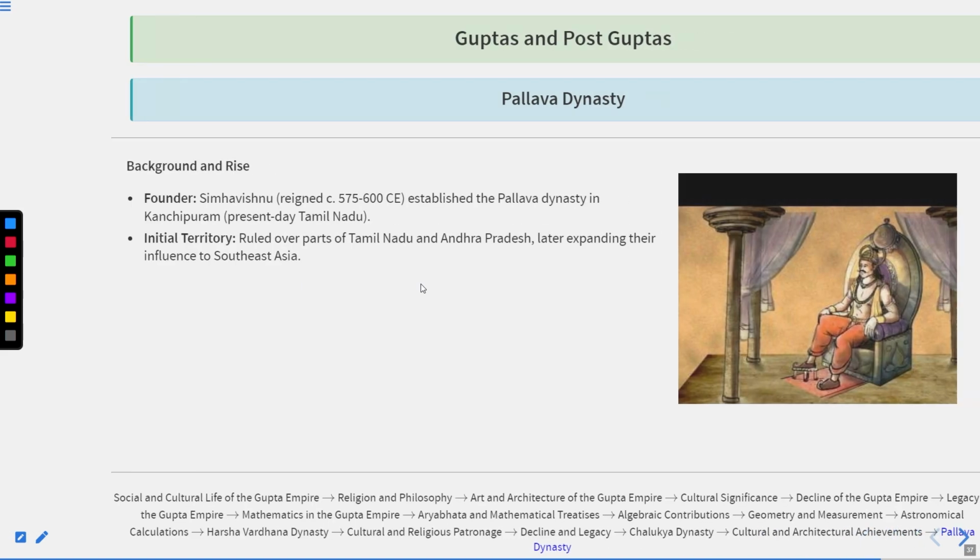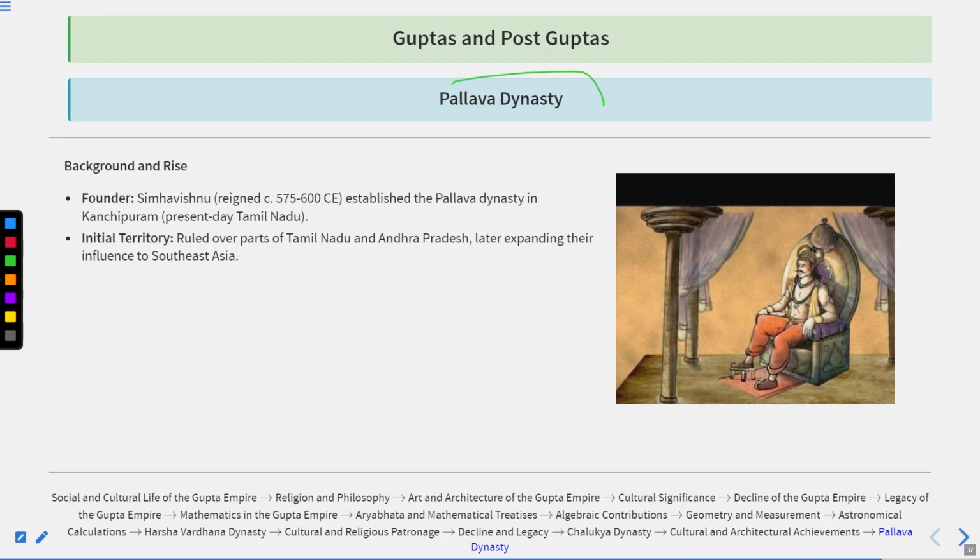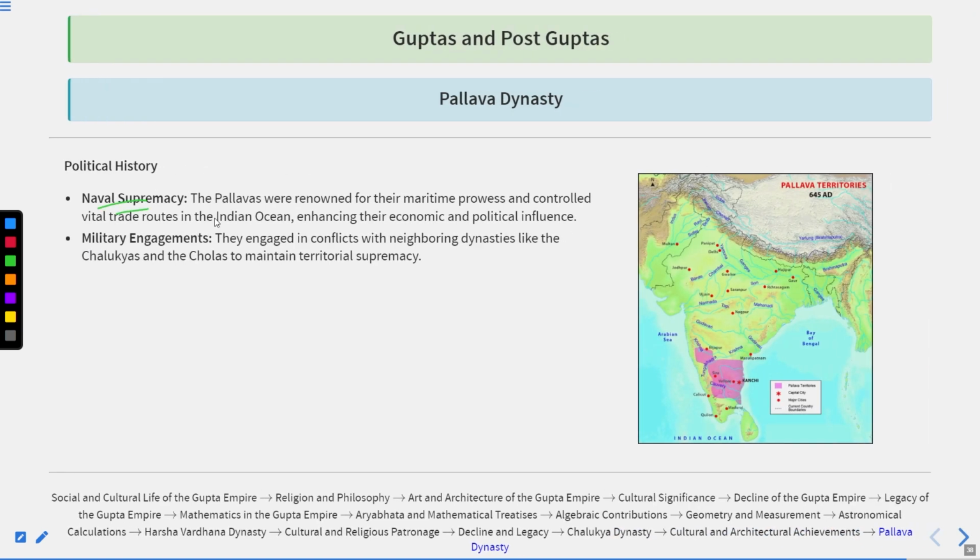If we talk about the Pallava dynasty, it was founded by Simhavishnu, who established the Pallava dynasty in Kanchipuram in present-day Tamil Nadu. Its initial territory was Tamil Nadu and Andhra Pradesh. Later, they extended their influence to Southeast Asia also. They had naval supremacy.